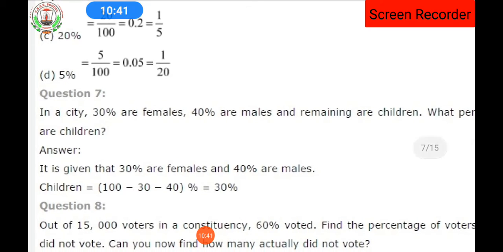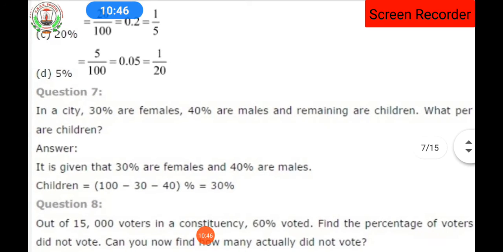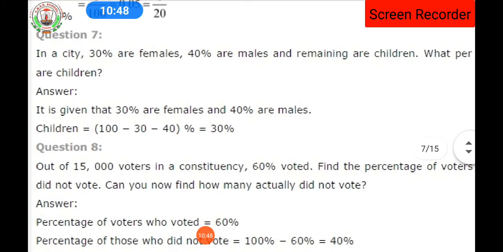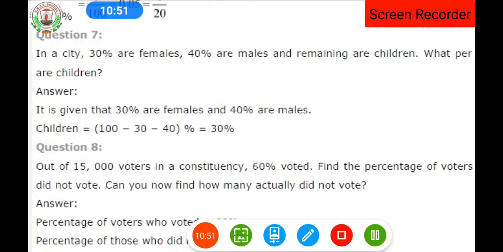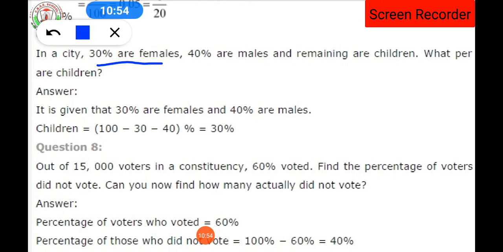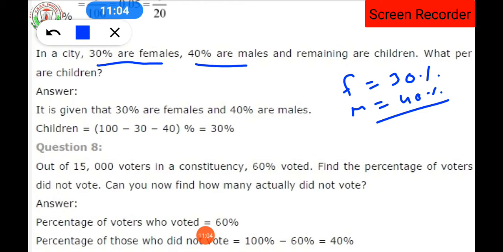Moving toward the next question, question number 7. Here it is said that in a particular city, females are 30%, males are 40%, and the remaining are children. So 30% plus 40% will be equal to how much? 4, 5, 6, 7, 70% in total. Now the remaining are children. That means if the total percent is 100, the remaining percent will be children.